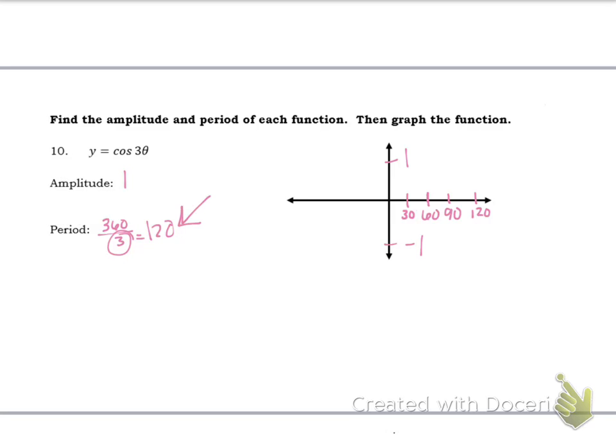Okay, and you see my period, that's how far right and left I go. Well, I ended it at 120. So that's how you kind of shrink or stretch your graphs, is by that period there. So now I need to do my negative side.